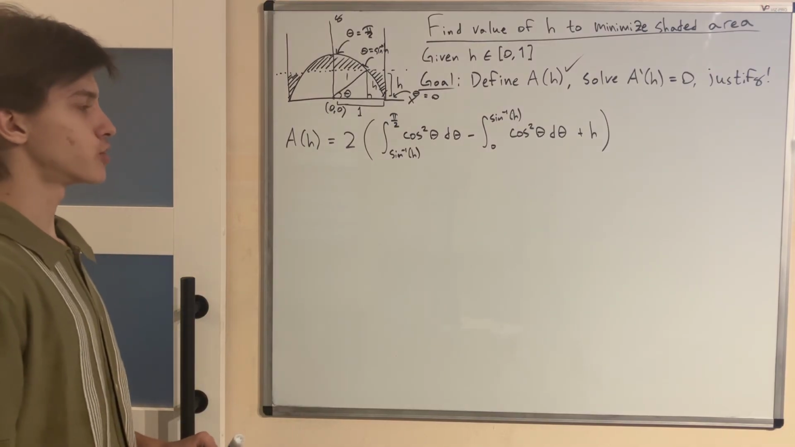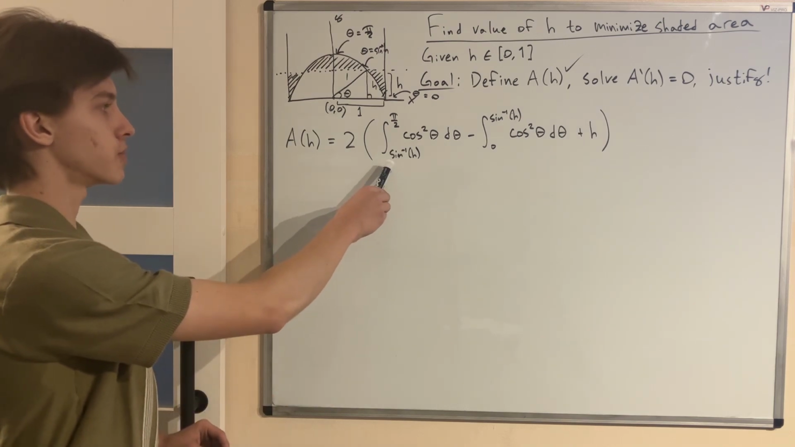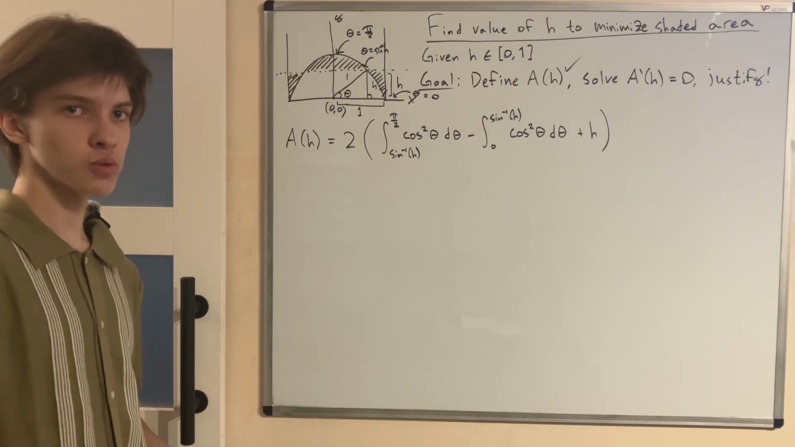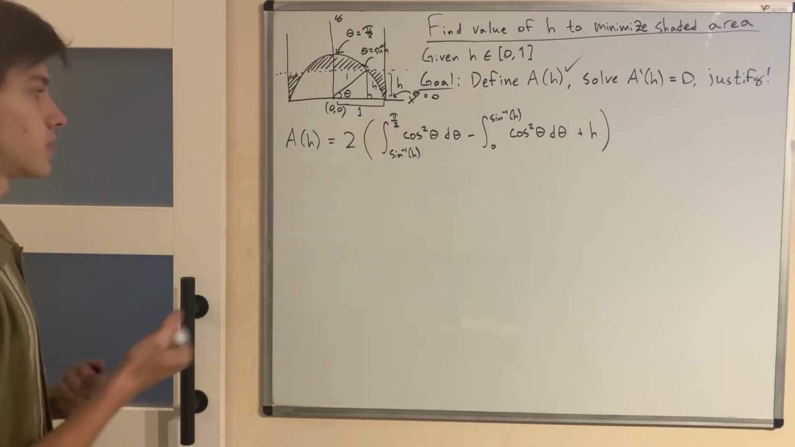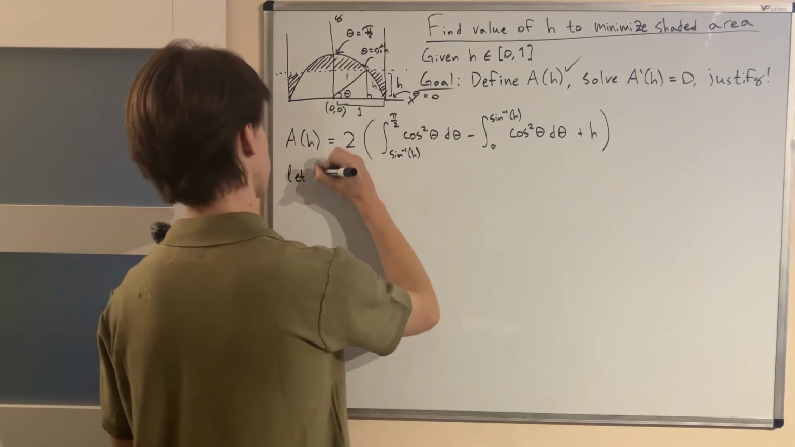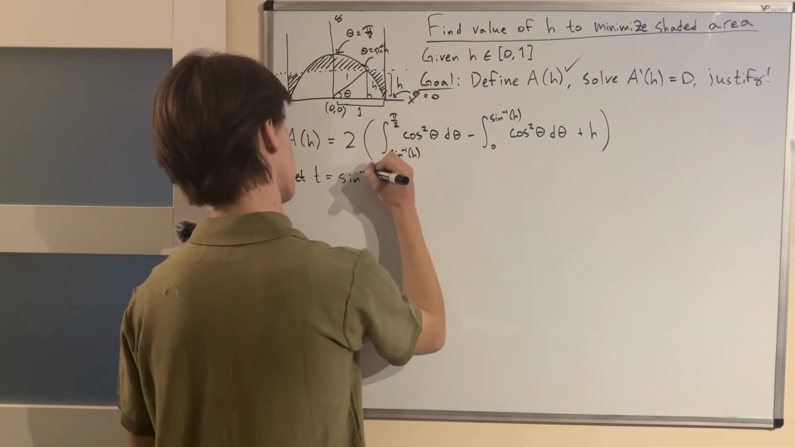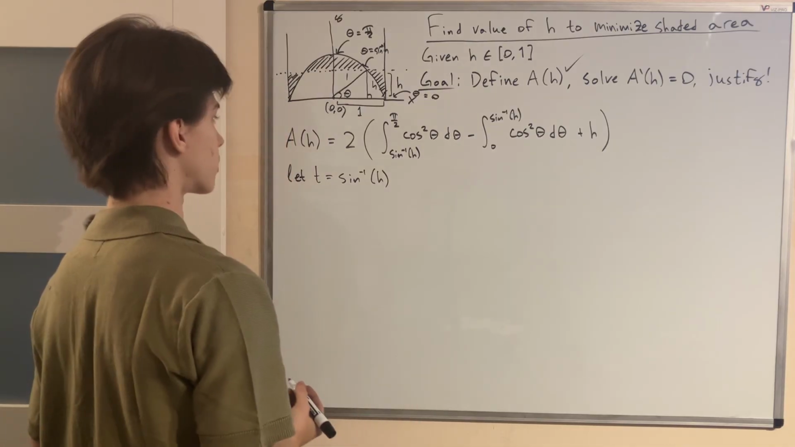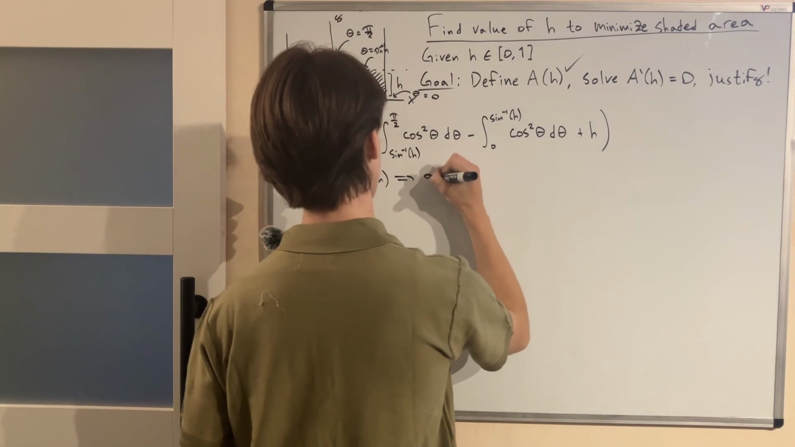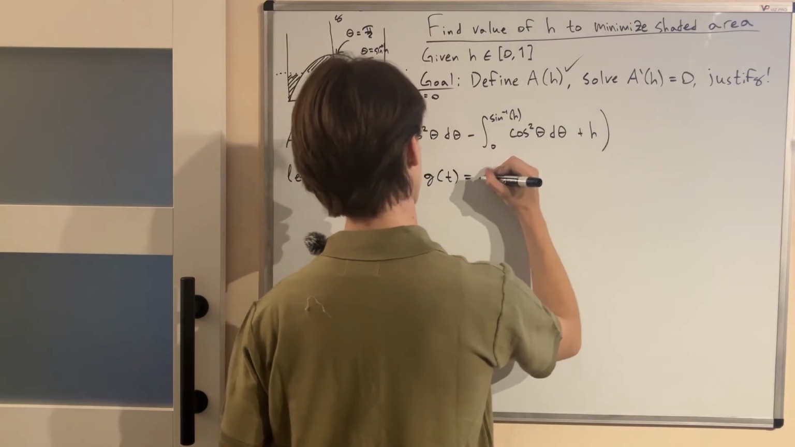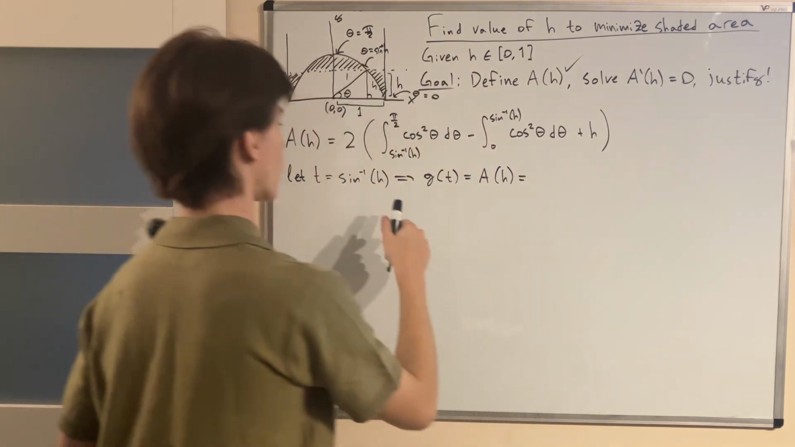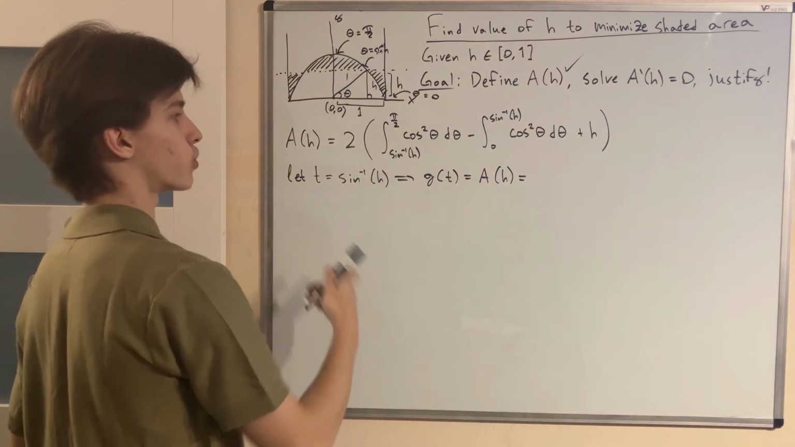But to do that, we'll have to get a single parameter in here, not some function of h. We'll have to get a single variable into these integrals. So we can simply do that by substitution. Let us have some new variable, t, equal to the arcsine of h. Let t equal arcsine of h. Now we can write a function equivalent to A of h. Let's call it g. We can get that g of t is equal to A of h, which is going to equal simply swapping this inverse sine of h for t.